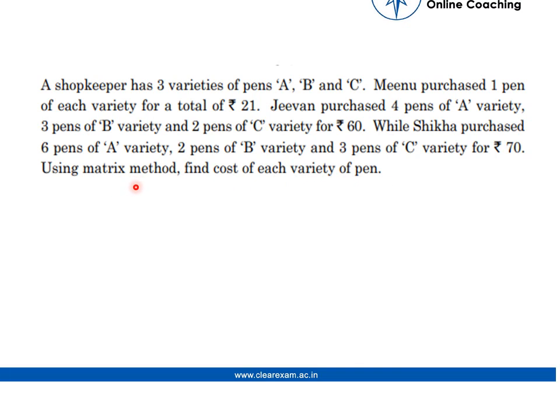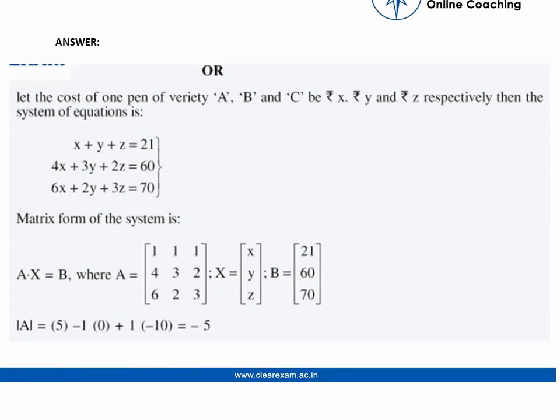When we use the matrix method, we first create equations so that we can solve it easily with the help of a matrix. Let the variety of pen A be X, B be Y, and C be Z. Let's see how we can solve it. For Meenu, our equation would be X plus Y plus Z is equal to 21, and the other two would be like this.